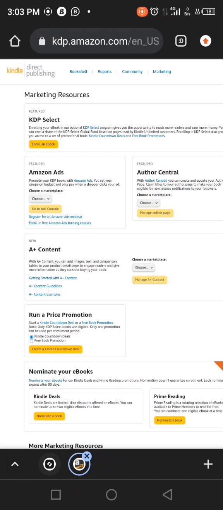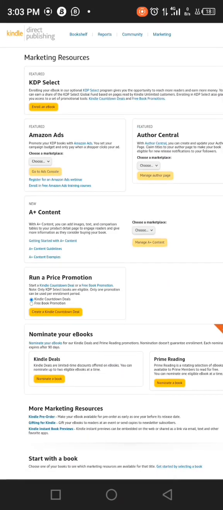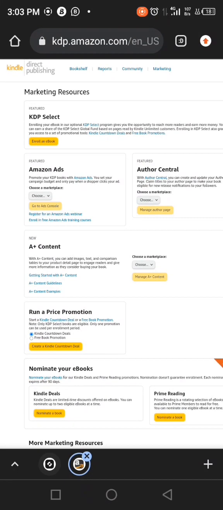KDP Select, you all know what that is. Nominate your book, Kindle deals. I'm sure you all know Kindle countdown deal. This is where you set your books on a cheaper price for a specific period of time. Let's just say your book goes for $15. With Kindle countdown deals, you can reduce the price for probably 5 days or 7 days and include that it would be $7, or you could put in a 50% discount for 3 days. Whenever anyone comes onto Amazon and searches for a book and your book pops out, they would know, okay, this book would increase in price in the next few days, I better buy it now. You get? So that's what it's all about.